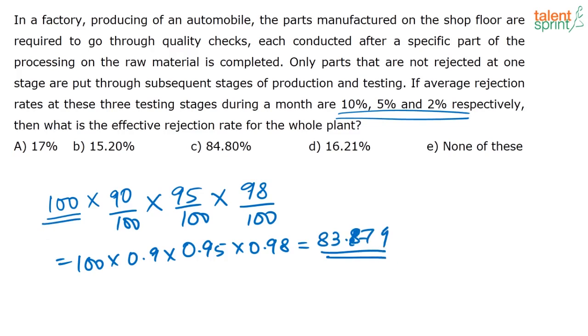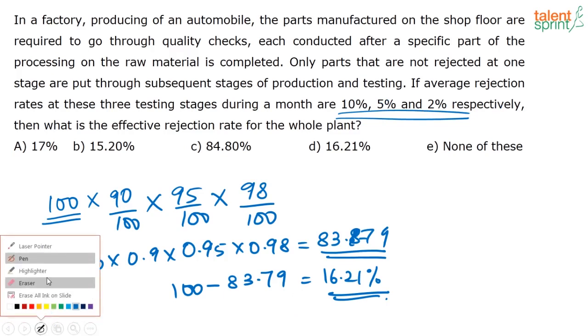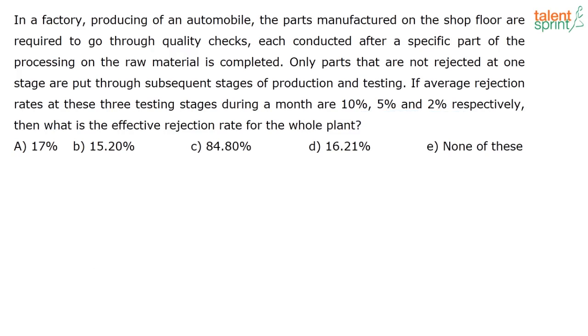Here what was 100 has now become 83.79. So what is the effective rejection rate? It is nothing but 100 minus 83.79, that is equal to 16.21 percentage. So this is one way in which you can solve the question. Okay. Now a few of you had asked me in the discussion forum whether we can use the effective percentage formula for 3 variables. In this question you can also use the effective percentage formula, but I feel that is a bit time consuming. But if you still feel it is easier for you, you can use that method as well.